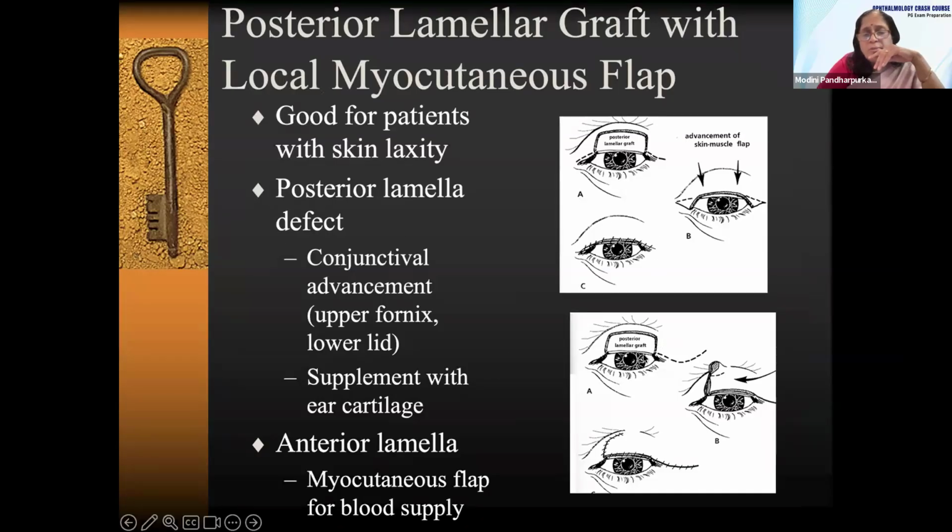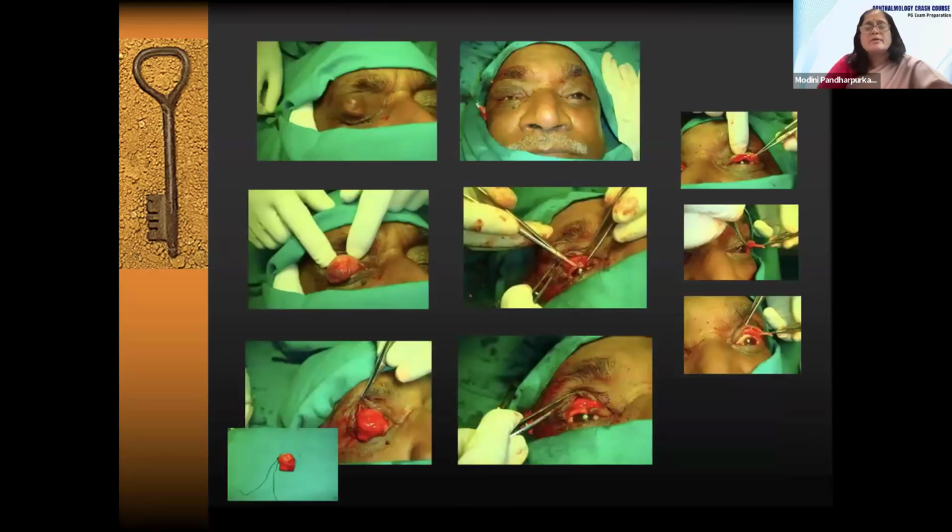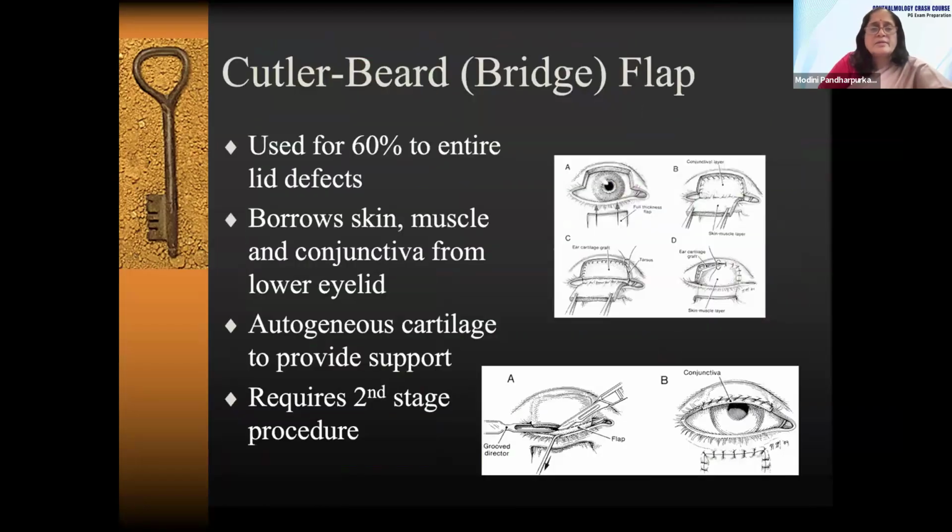We already talked about the posterior lamellar graft, which we do. We can take it. This is a picture where we are doing an upper lid. There was a huge meibomian gland carcinoma, and we took that away. We put a tarsoconjunctival graft on the area left, and we put a free skin graft.